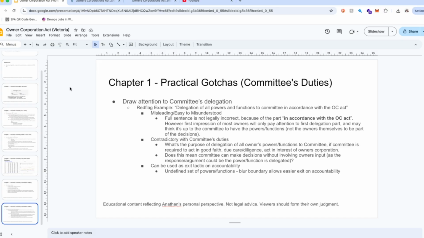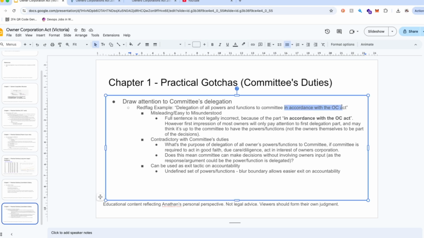to this red flag. Firstly, this particular statement, or we can say term, is misleading and easy to misunderstand. The full sentence is not legally incorrect, and I can tell you why it's not legally incorrect. It's because of what has been added at the end of the sentence: "in accordance with the OC Act."